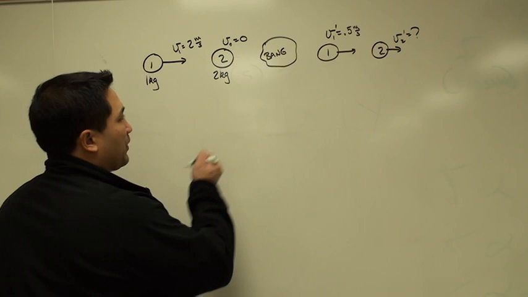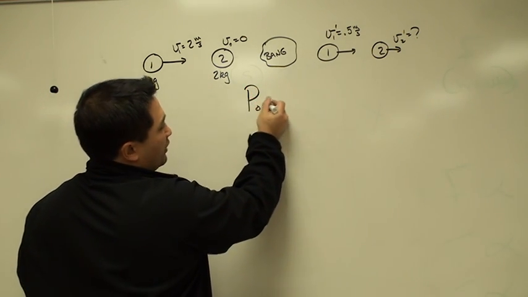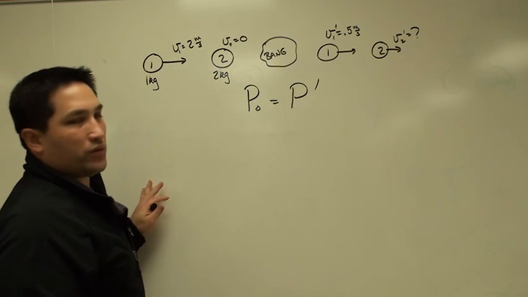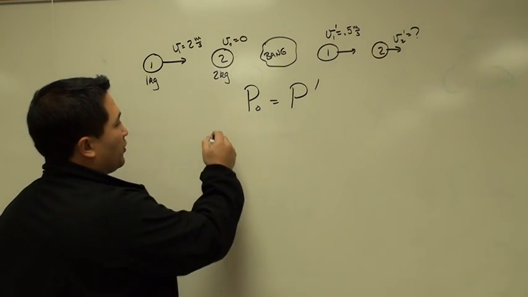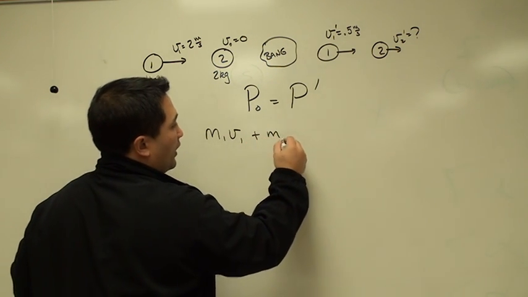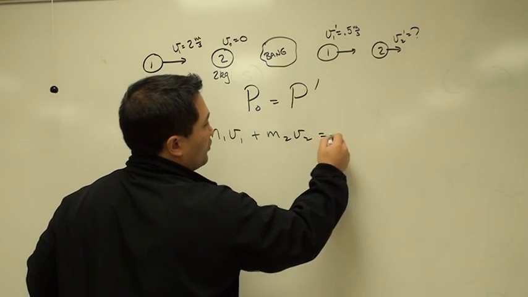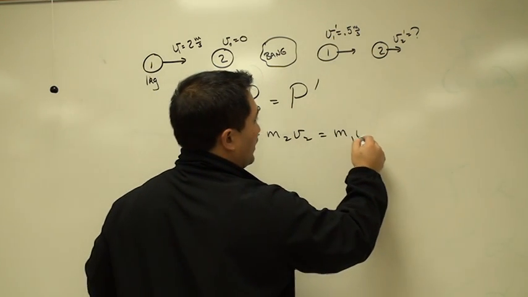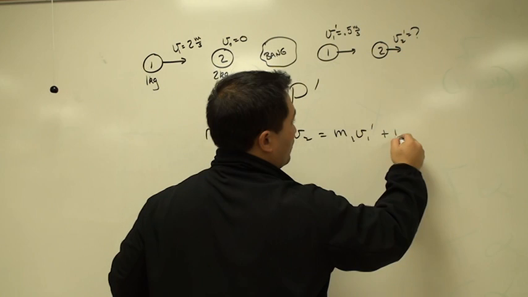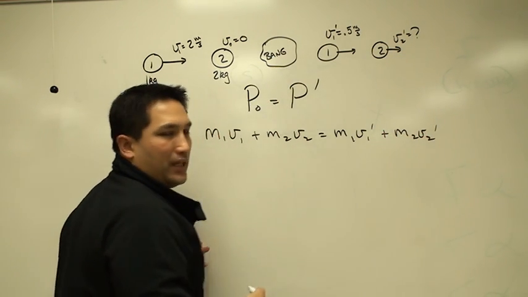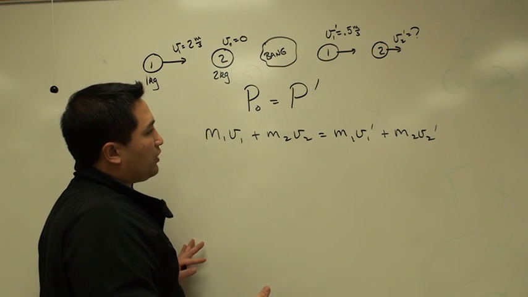In terms of a setup here, we're going to use our conservation of momentum law, and we're going to let the momentum before equal the momentum afterwards. In terms of setups here, we have two objects, so we're going to have two terms on the right, and we're going to have two terms on the left. These are the initial conditions. These over here will be the final conditions. We're going to indicate that they're final conditions with a little prime above the V. Again, that represents a final condition.